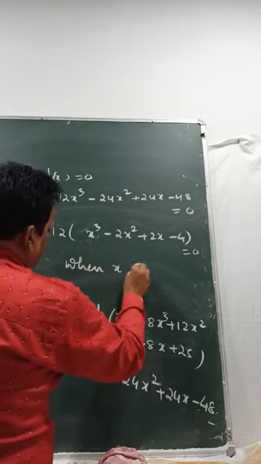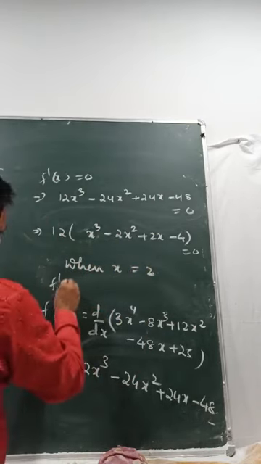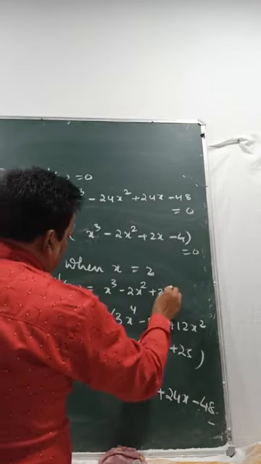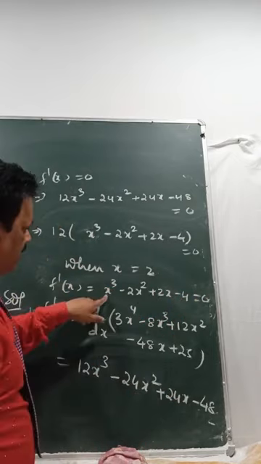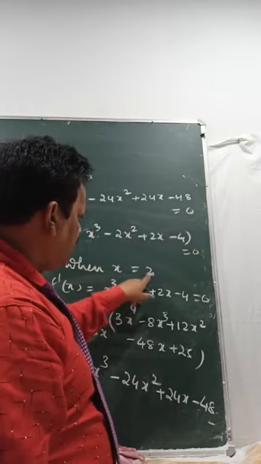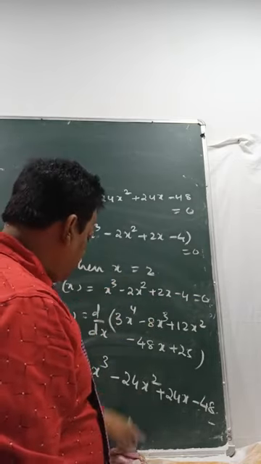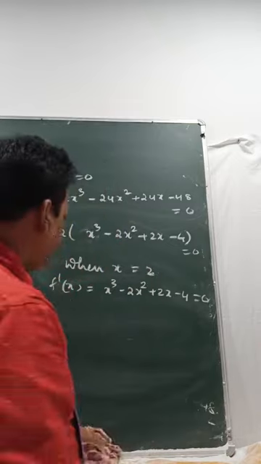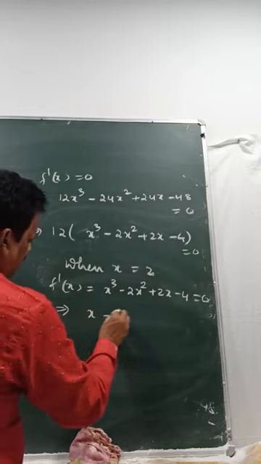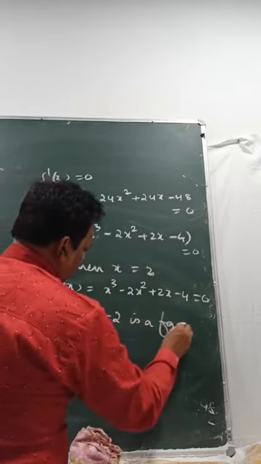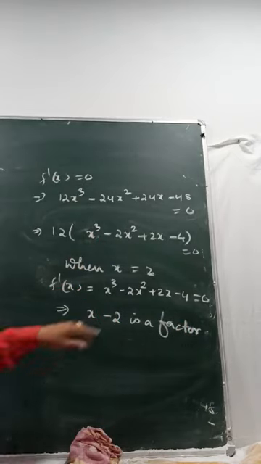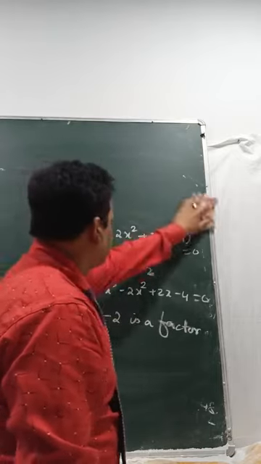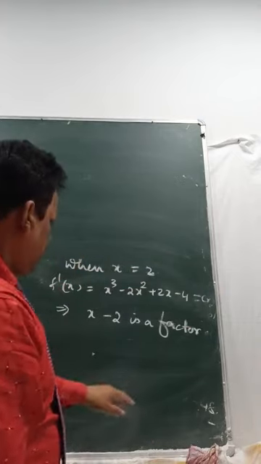When x = 2, your f'(x), that is x³ − 2x² + 2x − 4, becomes 0. You can check it. 8 minus 8 is 0, then 4 minus 4 is 0. So x = 2 means x − 2 is a factor. The factor theorem you recall from class 9 implies x − 2 is a factor. So we have to divide this by x − 2. So let's divide.